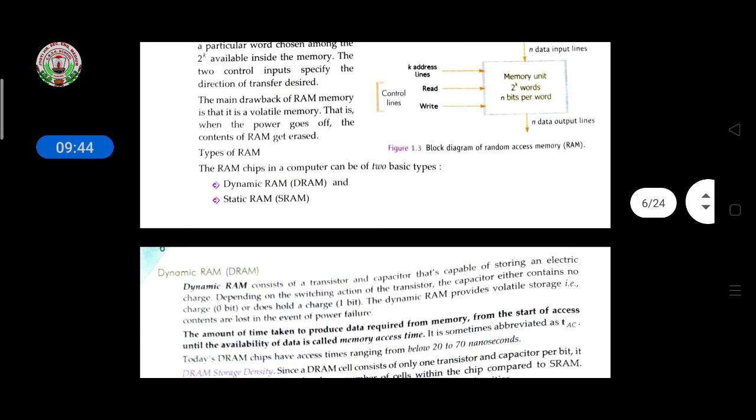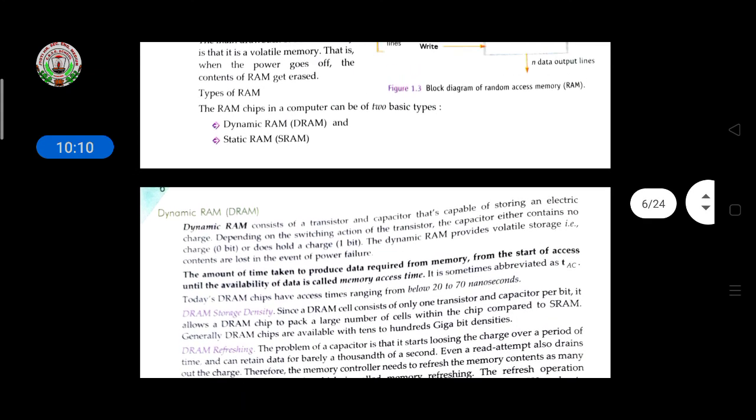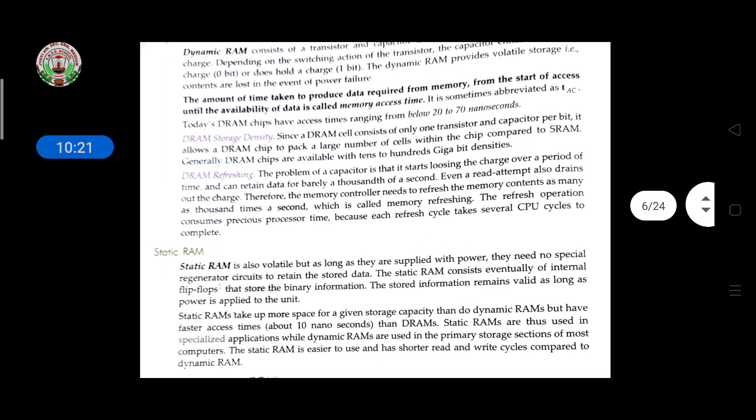Then the main drawback of RAM is that it is volatile memory. That is, when the power goes off, the content of RAM gets erased. Volatile memory means temporary: it holds the data, and if the current goes down, the data gets erased from RAM. Then the types of RAM. The RAM chips in a computer can be of two basic types: dynamic RAM and static RAM. We will discuss dynamic and static RAM in the next class.